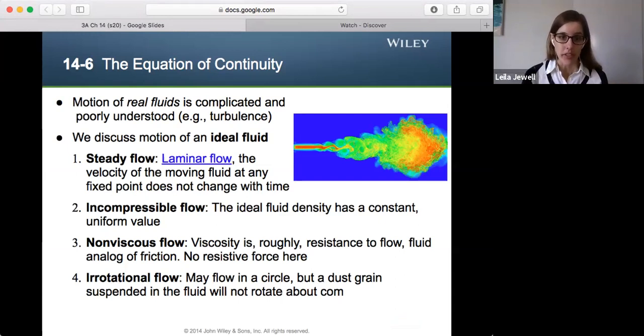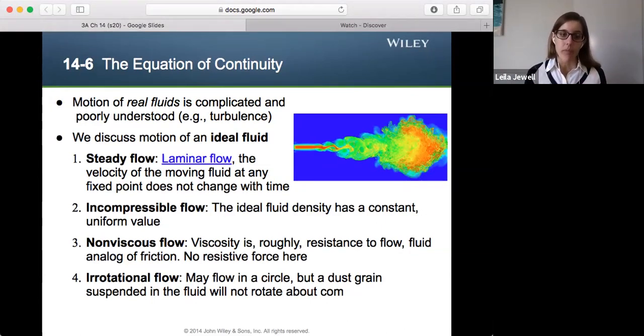Some other ideal fluid characteristics. The second one is incompressible flow. So we'll take the ideal fluid density to be constant and uniform, that we can't compress our fluid or expand it. We don't have to worry about that. We can just say, hey, it has this one density, cool. Third, it's a non-viscous flow. So viscosity is roughly the resistance to flow. It's the fluid analog to friction. So you can imagine honey is very viscous. It's sticky, so it doesn't flow very quickly. We're going to here say that there are no resistive forces. We don't have to worry about our fluid sticking to the sides.